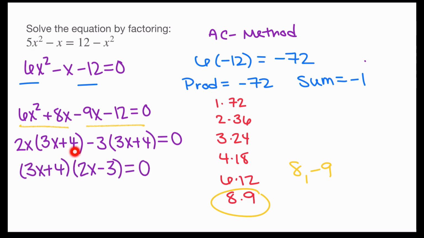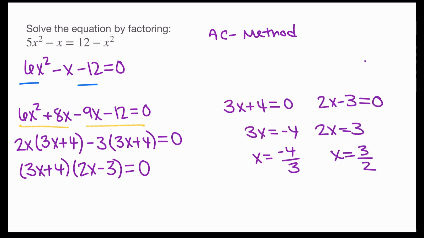So then I can take this 3x plus 4 and I pull that out front, and I'm left with a 2x and a minus 3. And there's my factors, 3x plus 4, 2x minus 3. These are the exact same factors I got before, and so I can set those equal to 0. I get the exact same answer I got when I used my trial and error method.